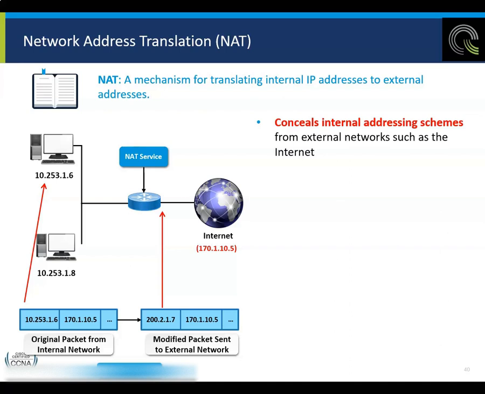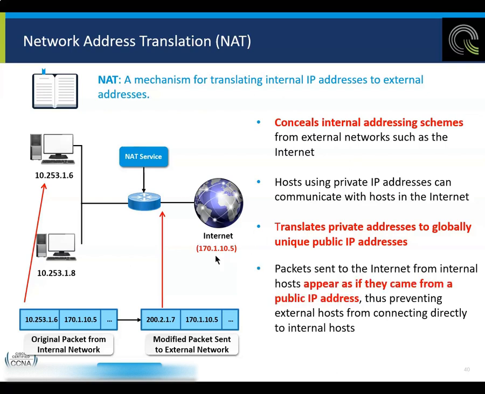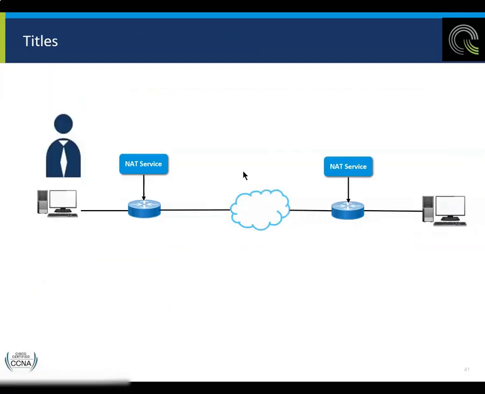So we're going to translate them from a private to a public address, and we're going to have 3 different methods to do that. The host using the private IP address can communicate with hosts on the network, because now we're using a public address, a routable address to get there. It translates it to a globally unique public IP address, one that's been issued to us, and then the packets sent to the internet from the internal host look like they came from the public IP address and not the private IP address. We're not routing here, we're substituting one address for another address.